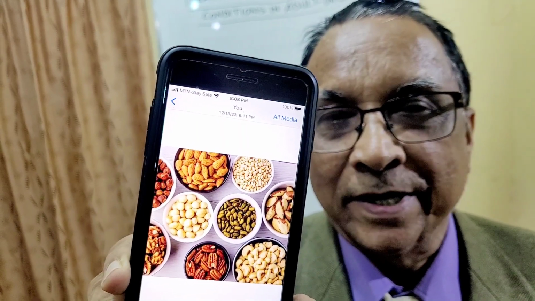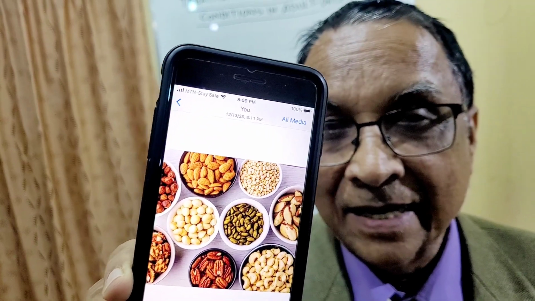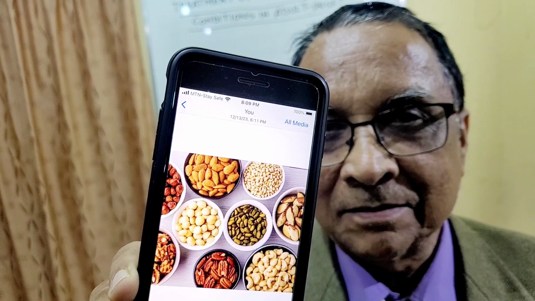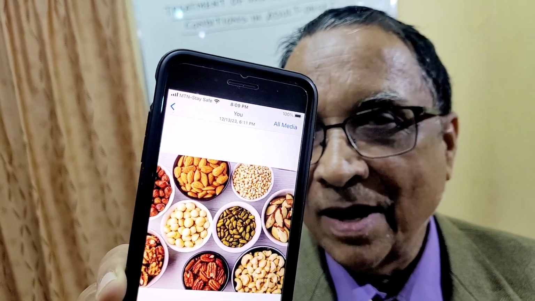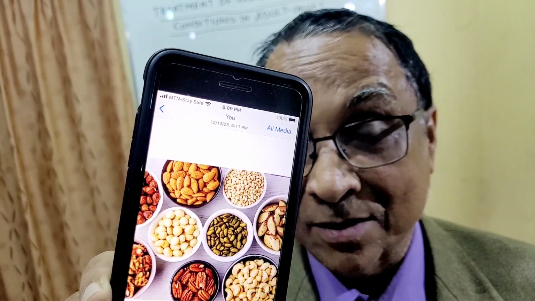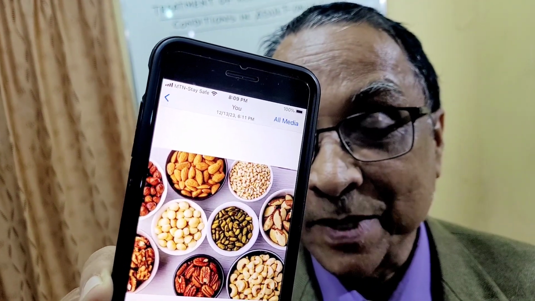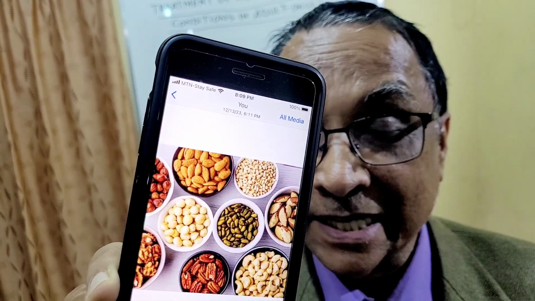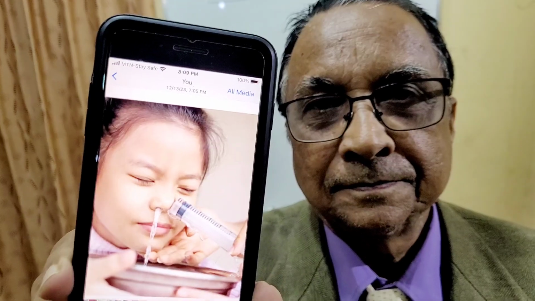So here I am showing different types of tree nuts. In that tree nut picture, in Indian languages, you can see badam, akhrot, and walnut, and some others that even I cannot recognize. But they are mentioned as responsible for oral allergy as well as general allergic conditions.